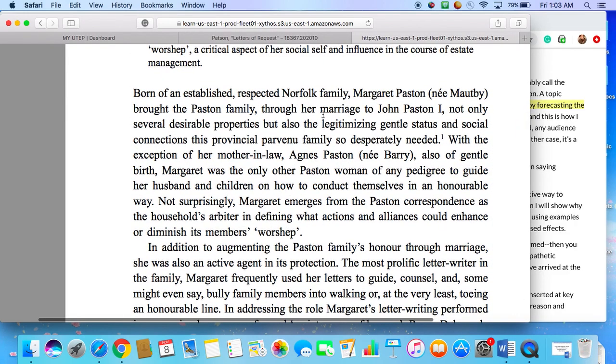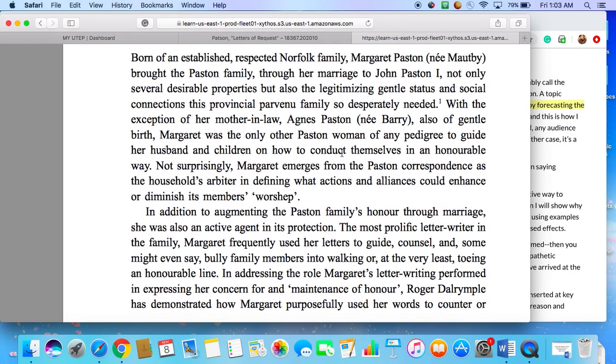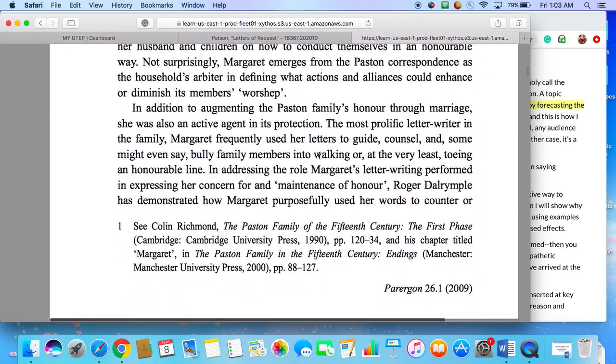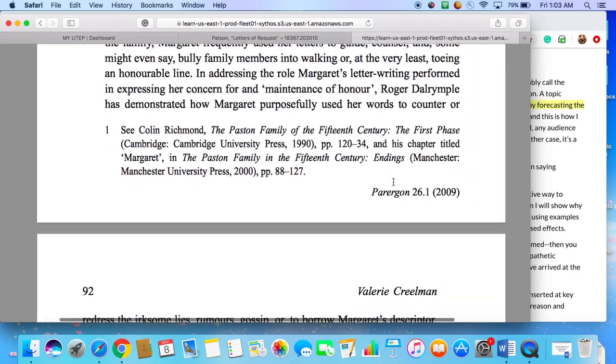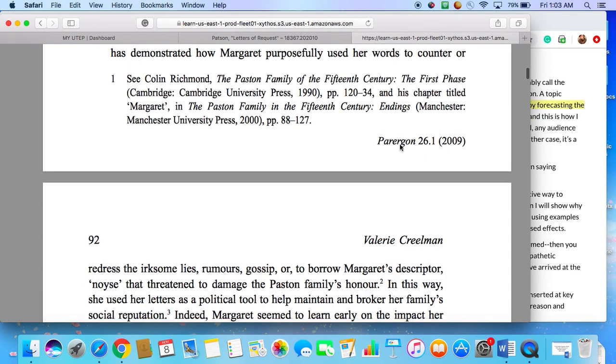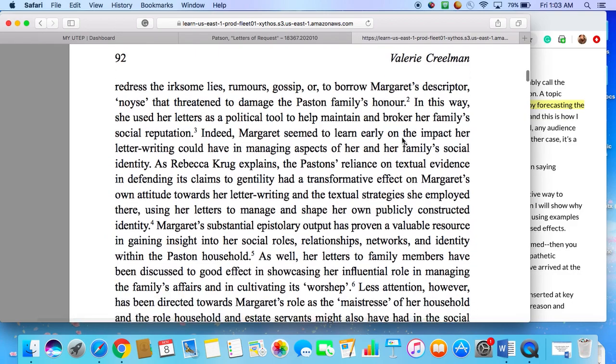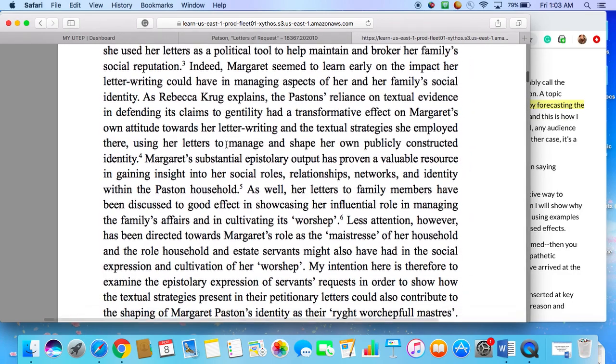So basically, as you can see, she's giving the background information, right? She tells me who this lady that she's talking about is, what she did in her family, and then it kind of transitioned into who the major players talking about this are. You can see that Roger and Rebecca are talking about it.